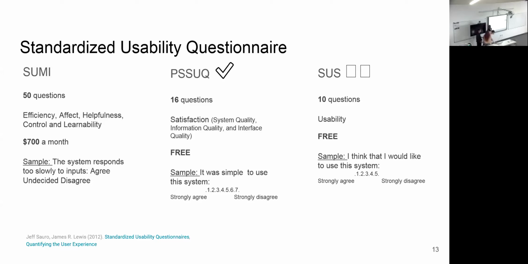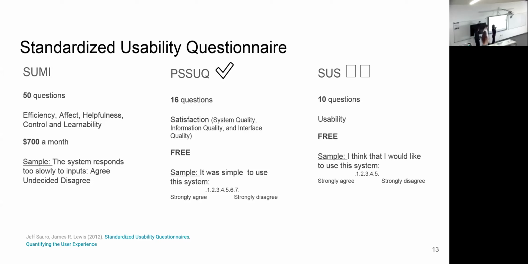And a sample question is "the system responds too slowly to inputs," with 3 types of answers: agree, undecided, and disagree. The questionnaire we used has 16 questions, and it tests customer satisfaction in the domains of system quality, information, and interface quality. It is free, and a sample question is "it was simple to use the system," rated from 1 to 7, from strongly agree to strongly disagree.